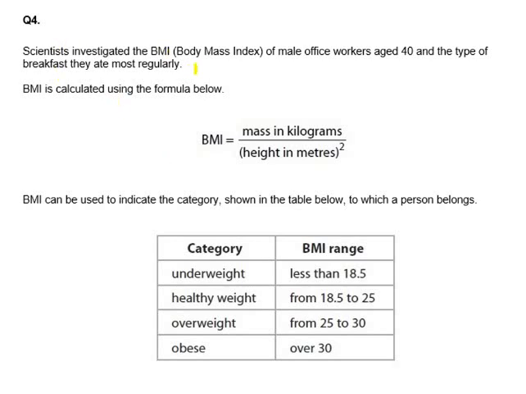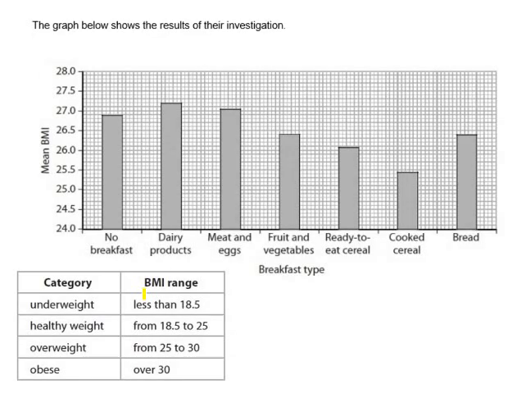Scientists investigated the body mass index of male office workers aged 40 and the type of breakfast they ate most regularly. The BMI is calculated using this formula, and it tells you what category someone falls into in the table below. Now, this is the graph they have shown us, which we can already start to try to analyze without even looking at the question. We were told that a healthy weight is from 18.5 to 25. So, for simplicity's sake, you can always draw this as a line.